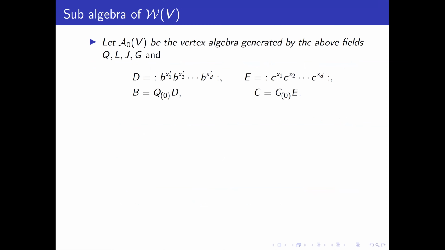Okay, now let A0 be the vertex algebra generated by the previous N=2 algebra and the following 4 elements. Essentially, there are 2 elements: E corresponds to the volume form, D is the dual of E, and then the other 2 elements, B and C, are generated by Q0 mode on D and G0 mode on E. I write down these 8 elements because A0(V) will be strongly generated by these 8 elements.